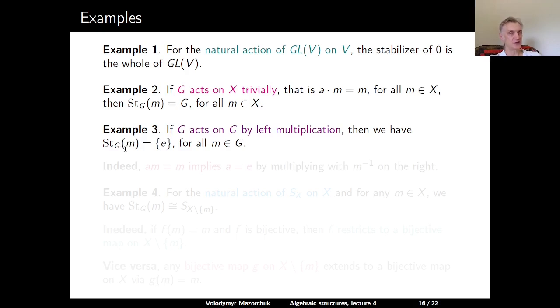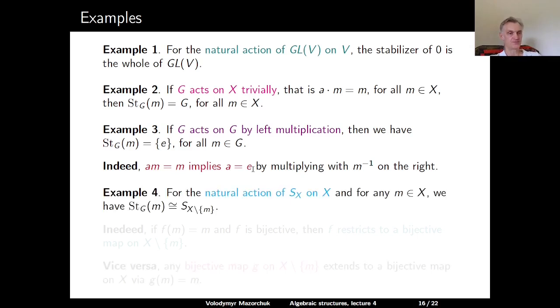Example 3, if G acts on G by left multiplication, then for any element M in G, the stabilizer of it is trivial, just consists of the identity. Indeed, if A times M is equal to M, we can multiply this with M inverse on the right to get A is equal to E. And that explains the example.